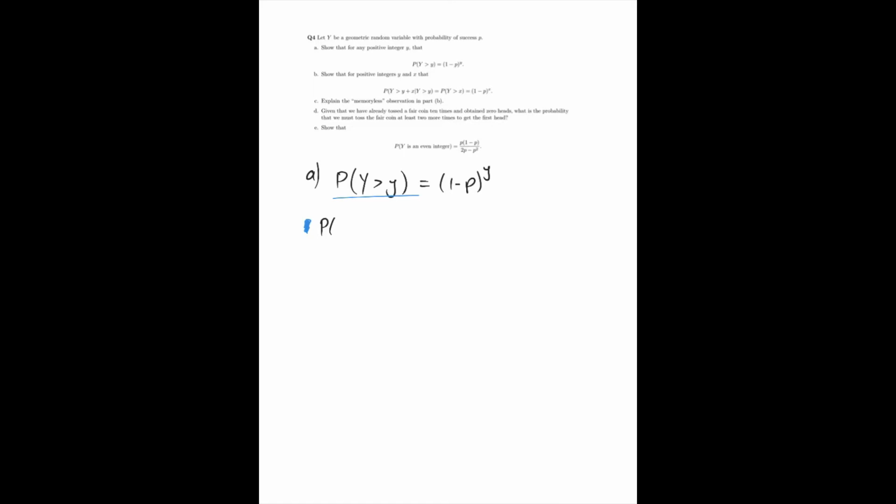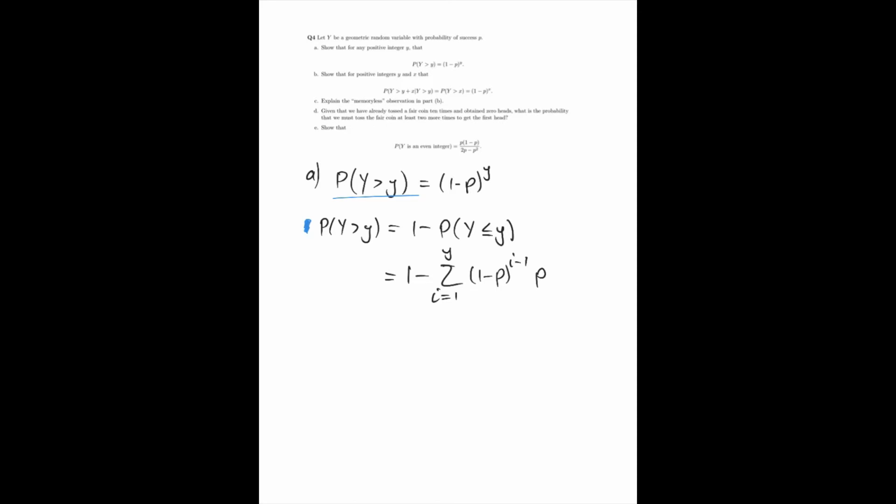Let's look at the probability that y is greater than y. So we can write this as 1 minus the probability that the random variable is less than or equal to y. Alright? And so then we can express that probability of less than in terms of the sum of the PMF. So we have 1 minus the sum from i equals 1 up to y of 1 minus p to the i minus 1 times p.